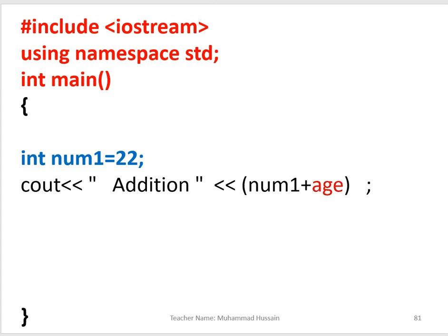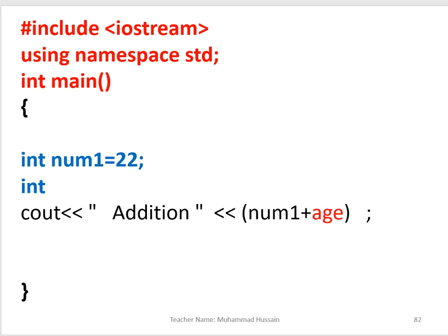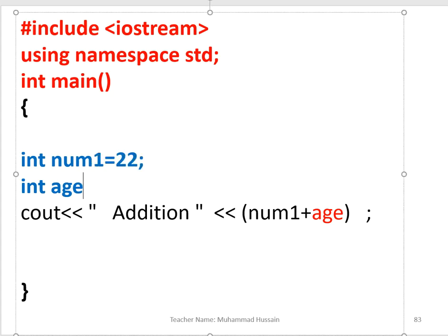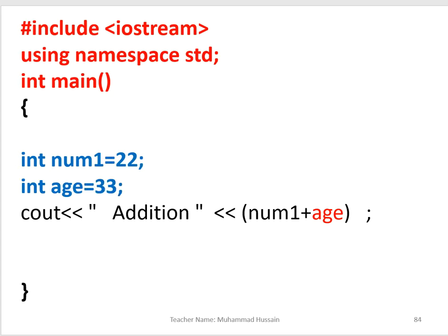So I have to change this keyword, the age, with someone. Like I have to declare, I have to mention an age in here. Let's suppose I did this. I think you are getting it now. I'm writing here integer age, and it is equal to 33.